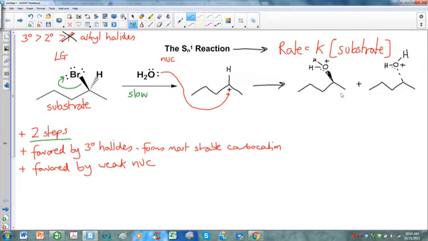Alright, they're present in a 1-to-1 ratio because there's no preference to form one over the other. Because these are present in a 1-to-1 ratio, there's equal amounts of each. This is called a racemic mixture. Alright, a 1-to-1 mixture of opposite enantiomers.